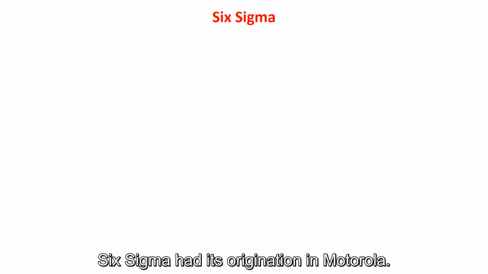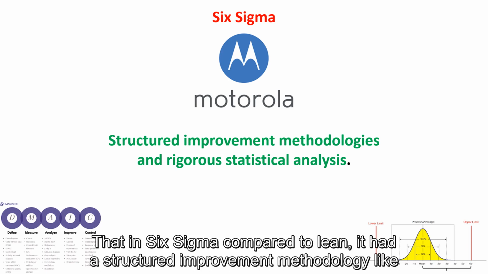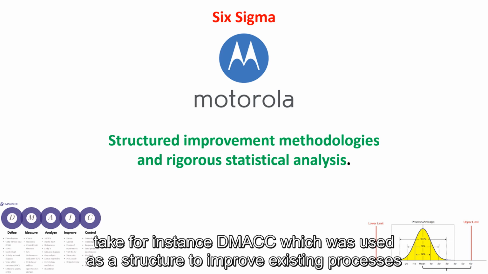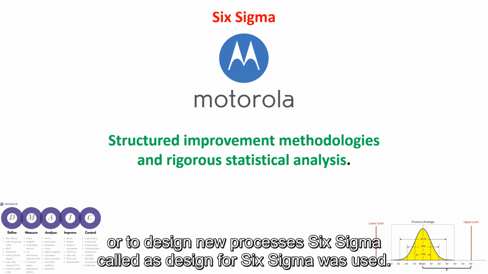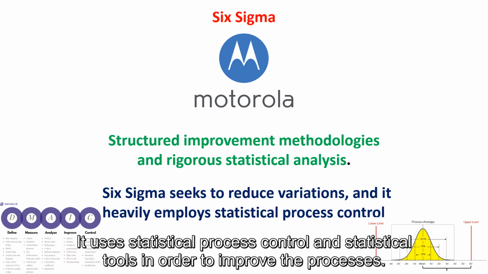Six Sigma had its origination in Motorola. Six Sigma is a structured improvement methodology which uses rigorous statistical analysis. Compared to Lean, Six Sigma has a structured improvement methodology, like DMAIC, which is used as a structure to improve existing processes, or Design for Six Sigma, which is used to design new processes. The fundamental motto of Six Sigma is to reduce variation. It uses statistical process control and statistical tools to improve the processes.